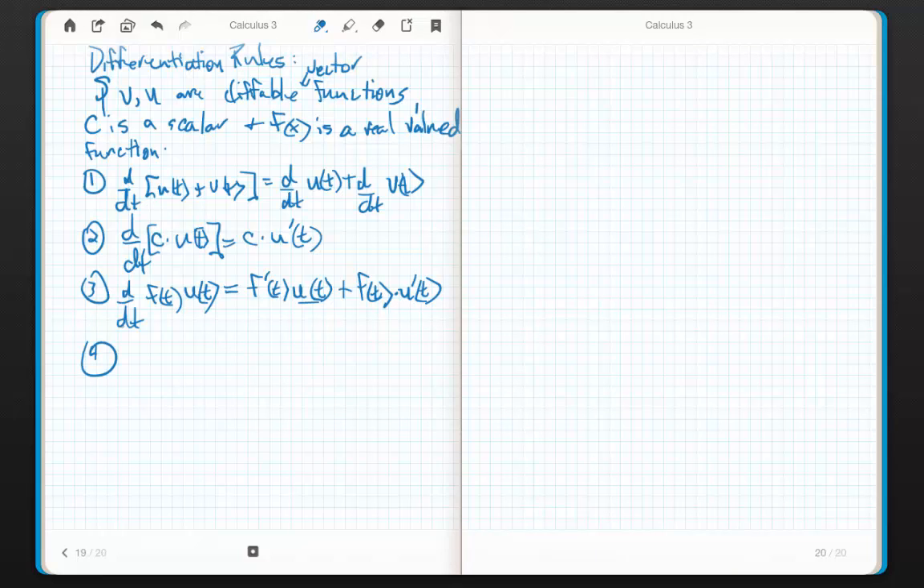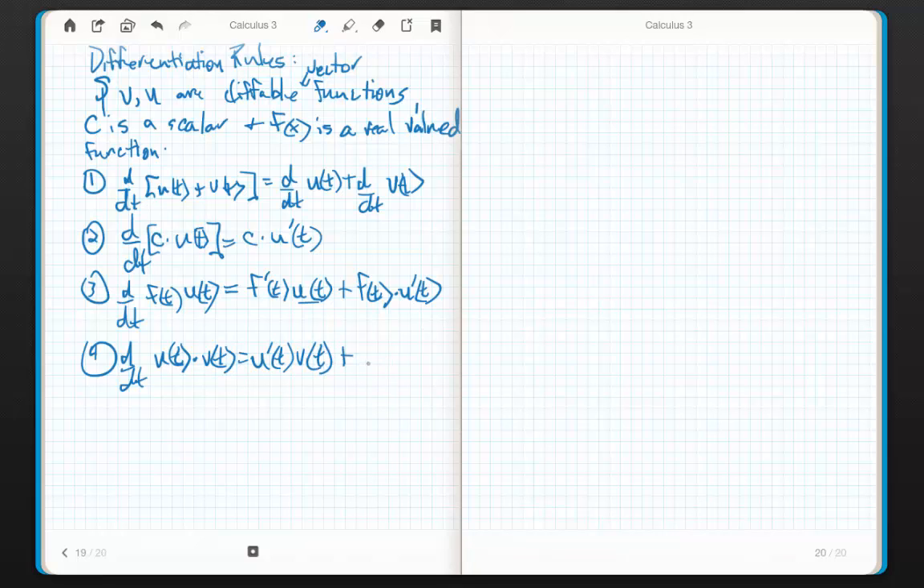Now here's where it starts to get interesting. I love this. This is d over dt of u of t, a vector valued function, dot, right? We're talking about a dot product here, not multiplication. However, we know the behaviors of dot products with vectors is very akin to the behaviors of products, as that will play out predictably here.